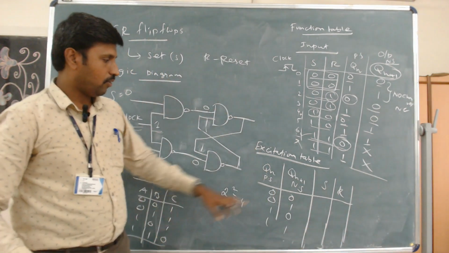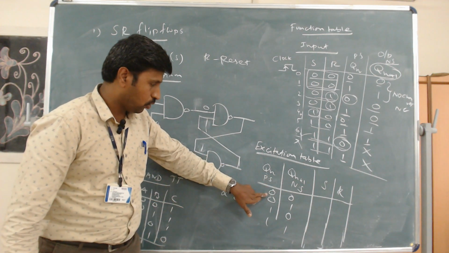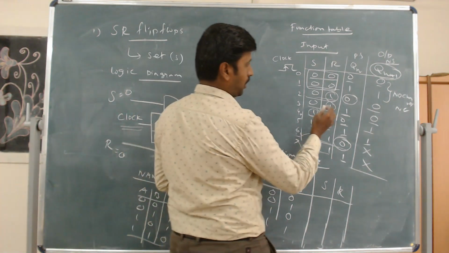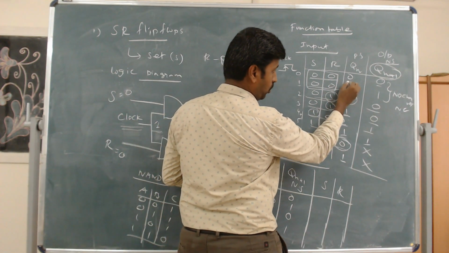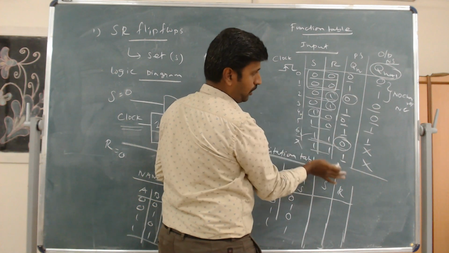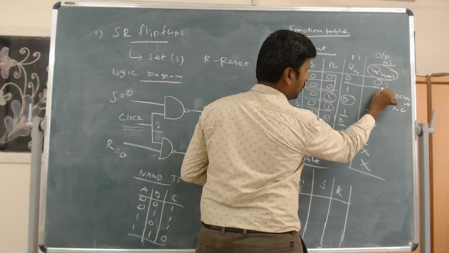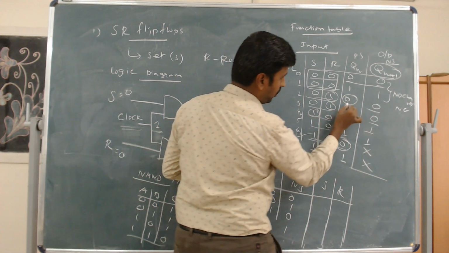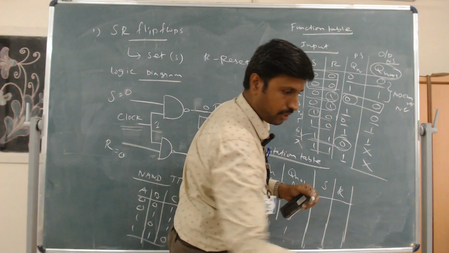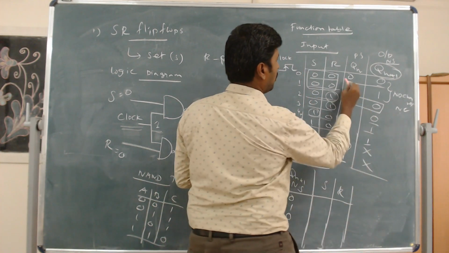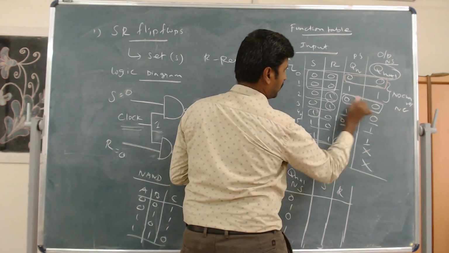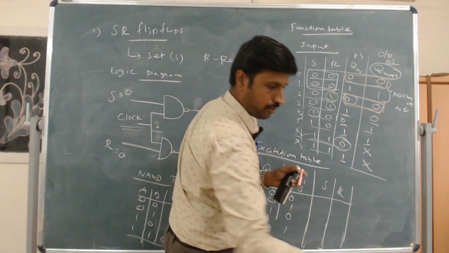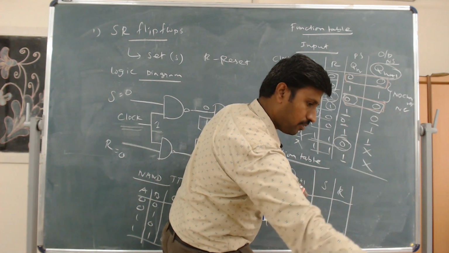For 0 0, what is the logic behind it? When the present state is 0, the next state will be 0. So what will be S and R? Consider this function table: present state 0, next state 0. Which combination will arrive? So for Q of n, this is the combination, right? Present state 0, next state 0. Where is it possible? Here itself. I may denote it for 0 0, present state 0 and next state 0. For the corresponding, what will be the inputs? S and R.